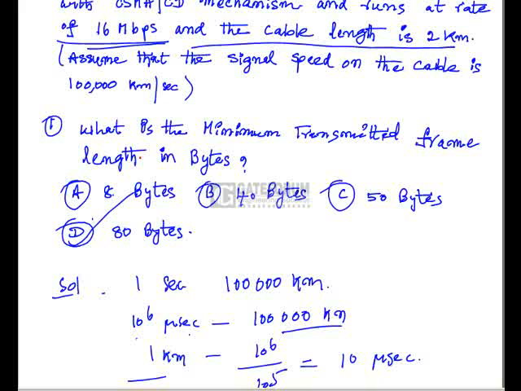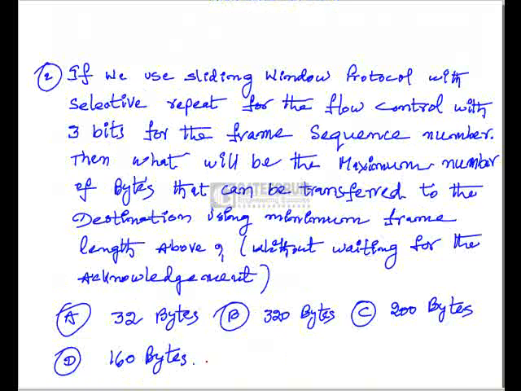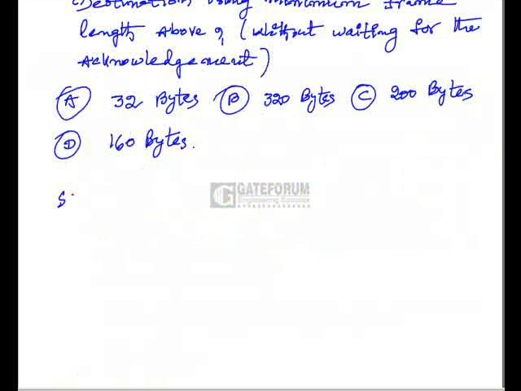Now there is one linked question for this. If we use sliding window protocol with selective repeat for flow control with 3 bits for the frame sequence number, then what will be the maximum number of bytes that can be transferred to the destination using the minimum frame length above without waiting for the acknowledgement? So we have to use the solution we got in the above case. The minimum frame length we got is 80 bytes, that we have to use. If you have 80 bytes for that frame length, then how many bytes can you transfer without waiting for an acknowledgement? Selective repeat. The number of bits we are using is 3 bits.